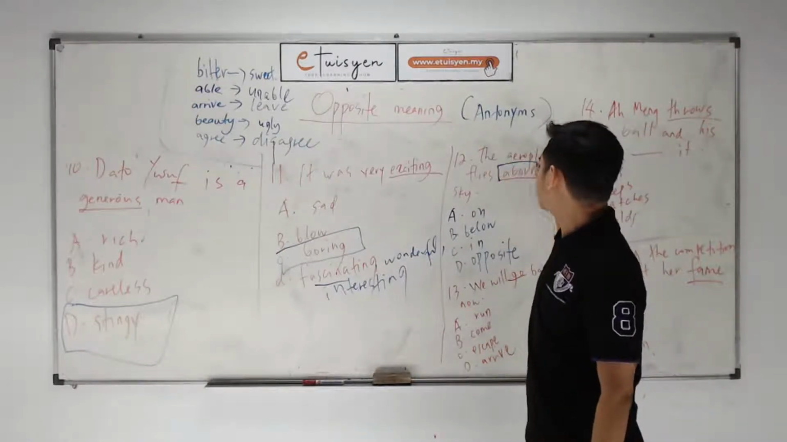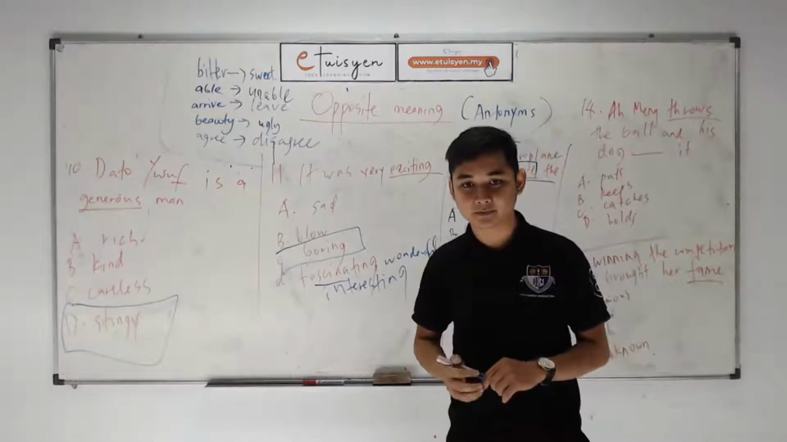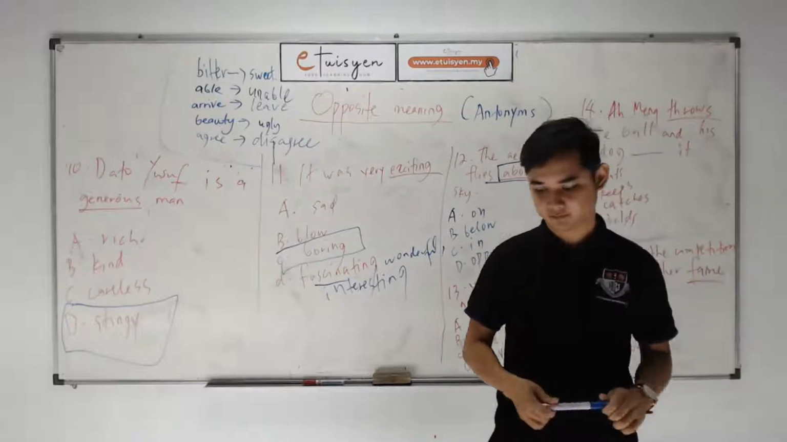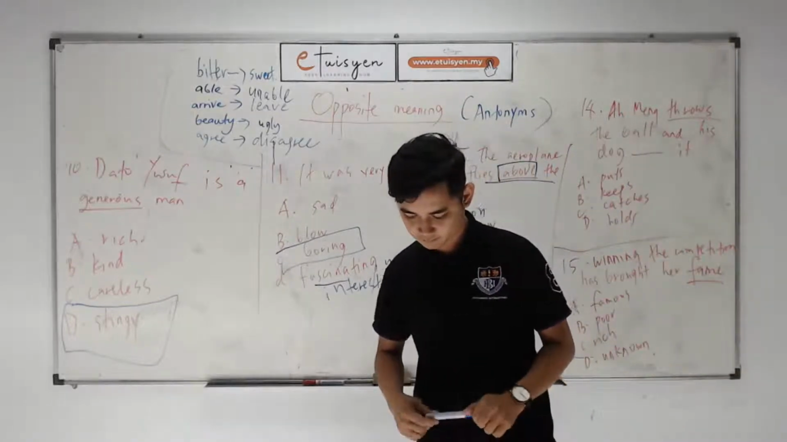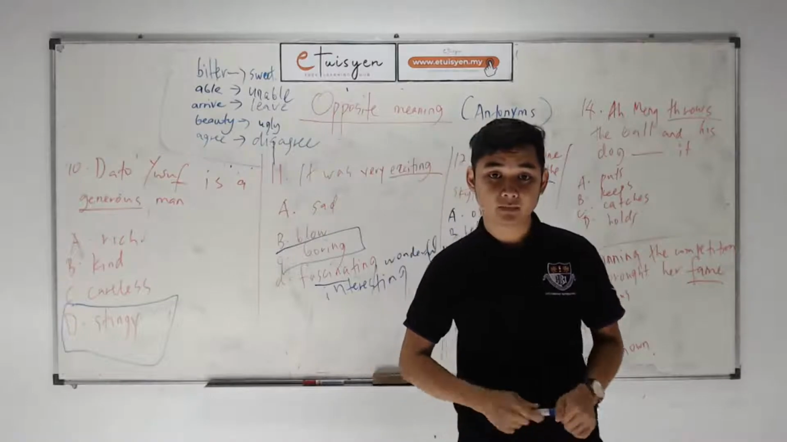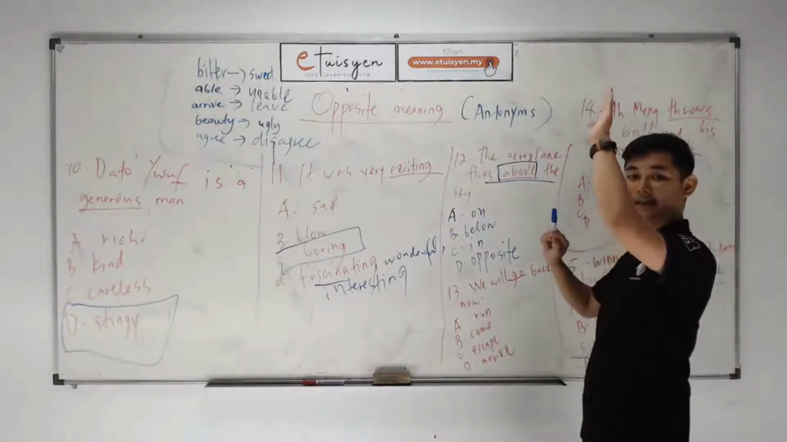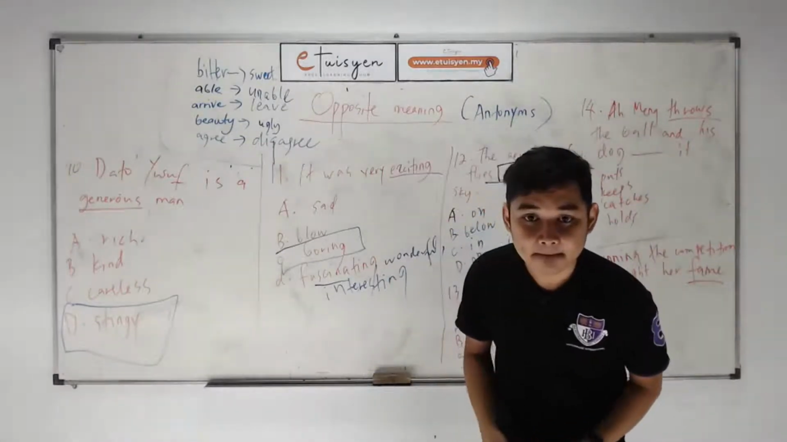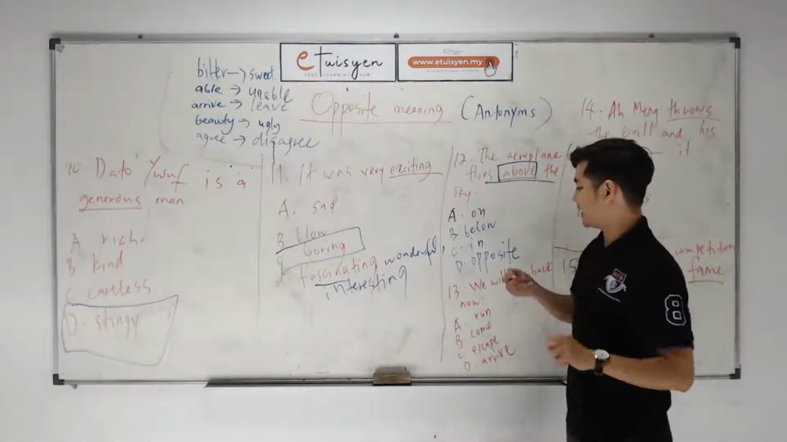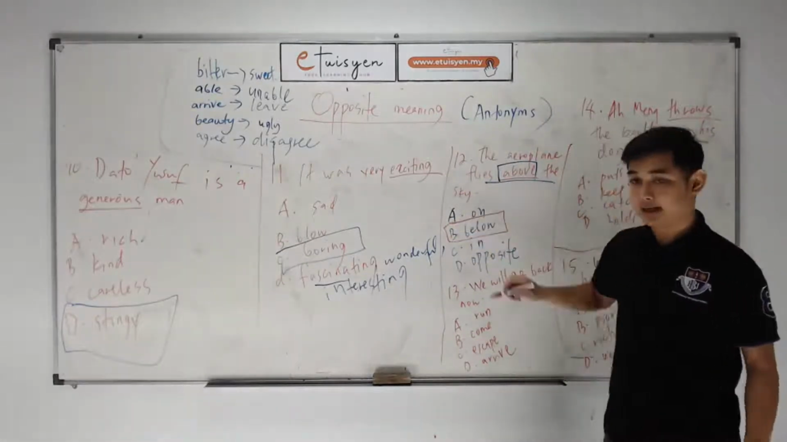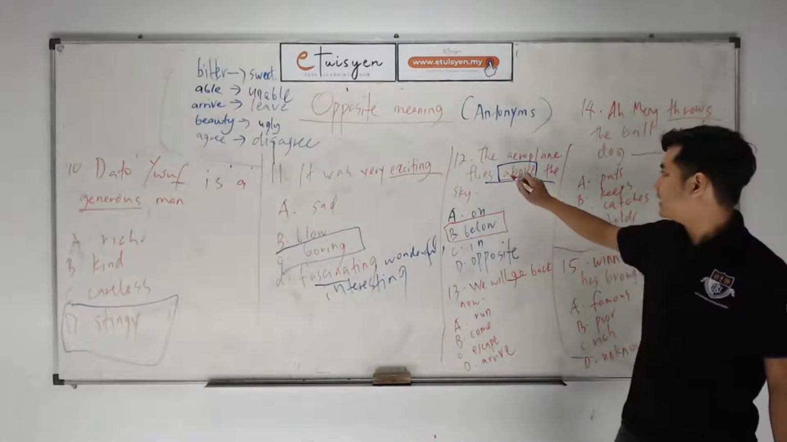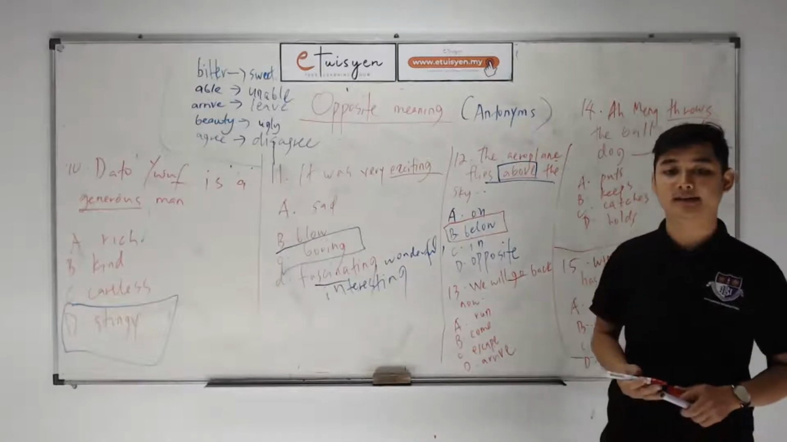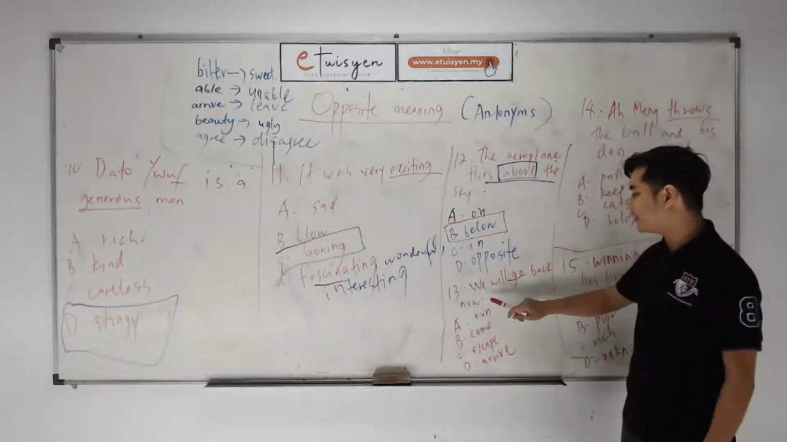So, above. Opposite meaning for above is, apa dia? Above di atas. So, di atas, lawannya, of course lah, the answer is below. Okay? The aeroplane flies above the sky. Below. The answer is below. Good. Below. Alright?